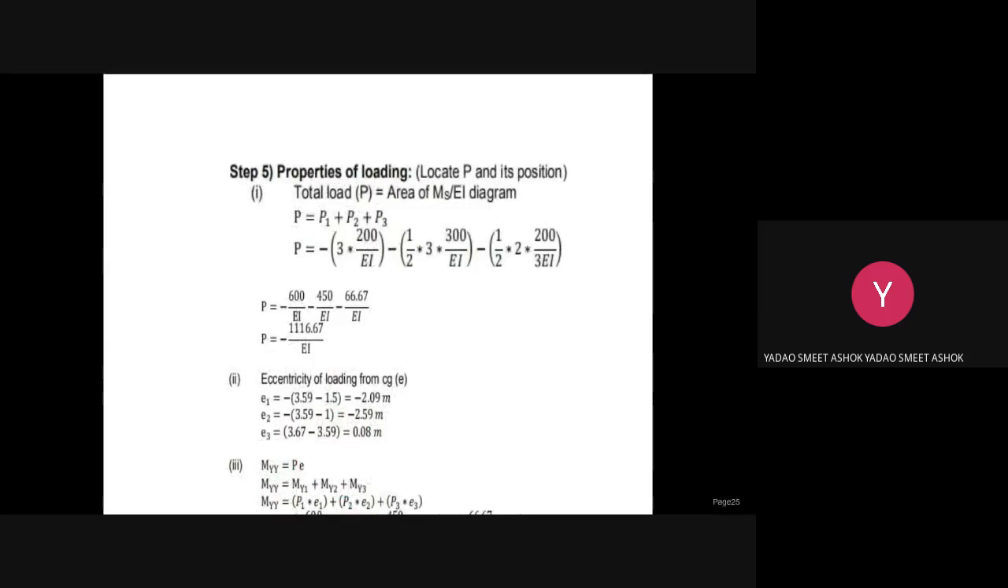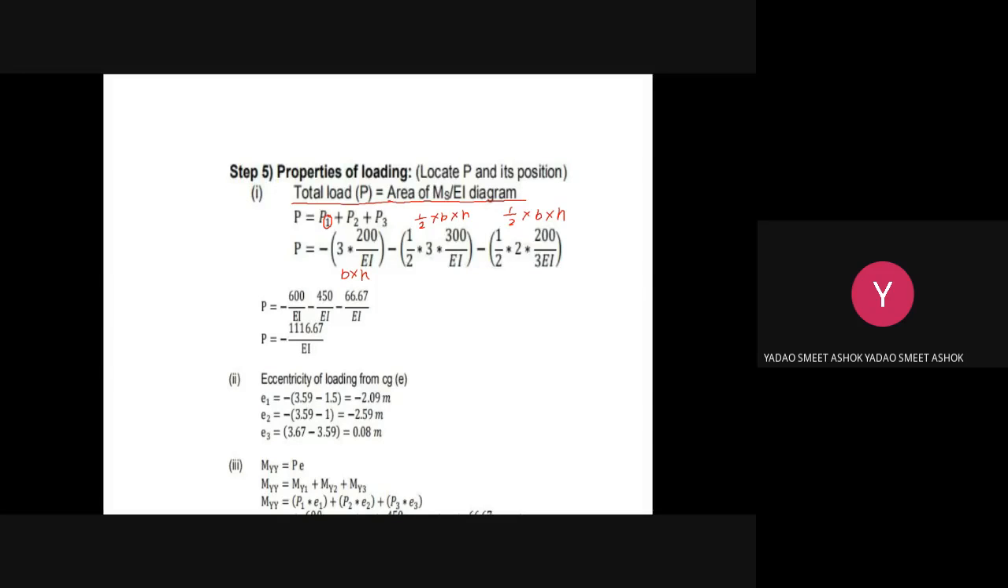You can see here in the properties of loading, after plotting the M by EI diagram, the total load is equal to P1 plus P2 plus P3, which is nothing but the area of the M by EI diagram. After plotting it, we have located P1, P2, P3. The first section is a rectangle, and the second and third are triangles. The area of a triangle is half into base into height, and as the first section is a rectangle, it is base into height.